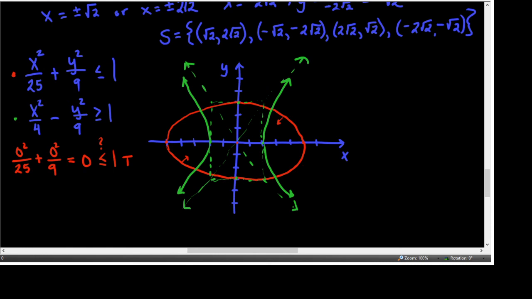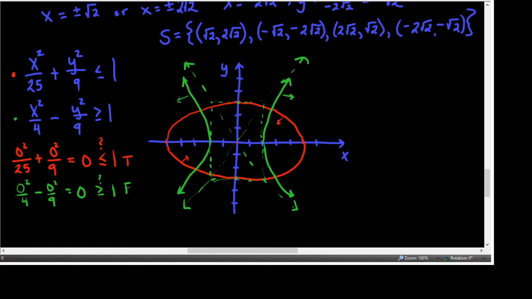All right, so now for the second one. Center is 0, 0, so I'm going to use 0, 0. So substituting in 0 for both x and y, 0 minus 0 is 0. The question is, is that greater than or equal to 1? Well, that's false, which means we're not going to be shading the region between the two branches, which is where the center is located. We're instead going to be shading everything to the left and right of the branches.